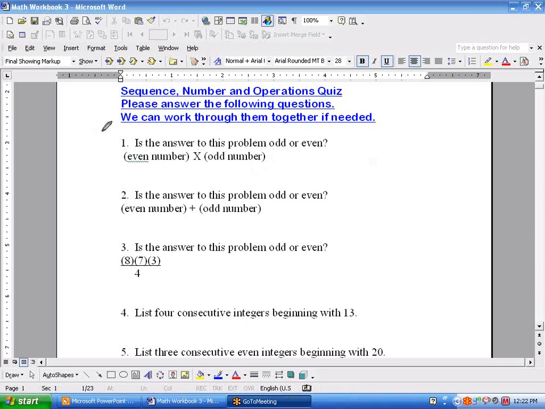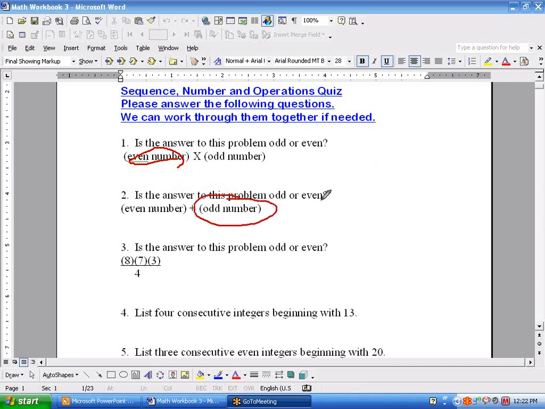Okay. An even number times an odd number. Would that answer be odd or even? That would be even. All right. You can circle that number right there. All right, Tommy, and how about the second one? Is the answer to this problem odd or even? An even number plus an odd number. That's going to be odd.